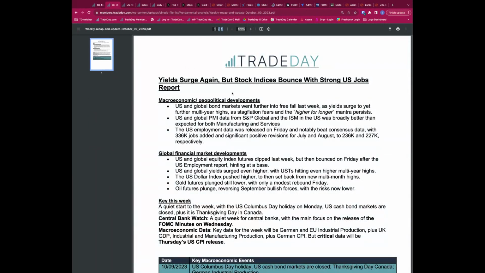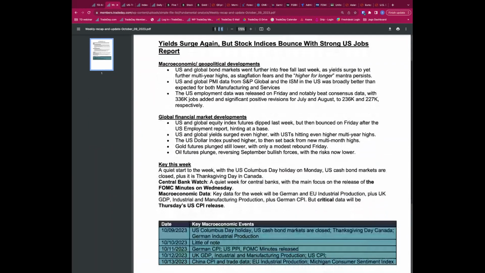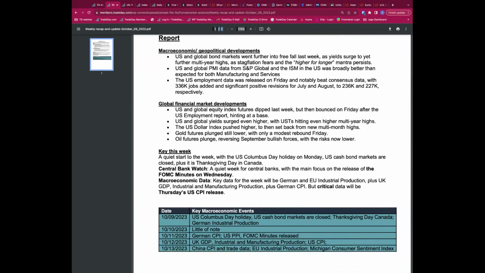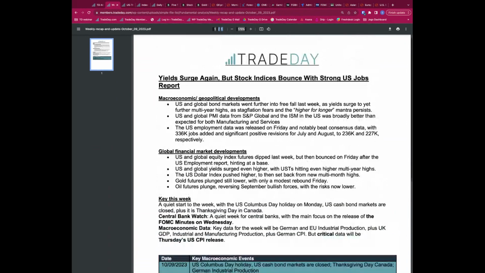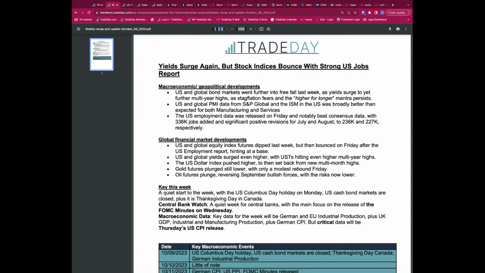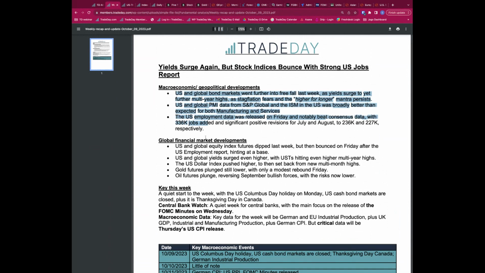Then we also publish our weekly recap and update. This is a much shorter version of pretty much the same report. It says, just in bullet point form, what have been the main factors influencing markets, what has been the impact on the markets over the last week, and then what we've got going ahead. So I'm going to use this now to look back and to look forward, to give us that bigger picture.